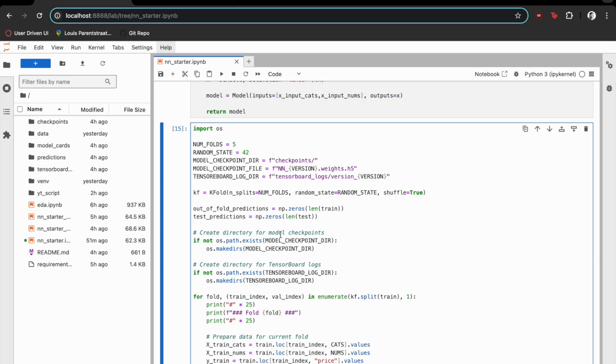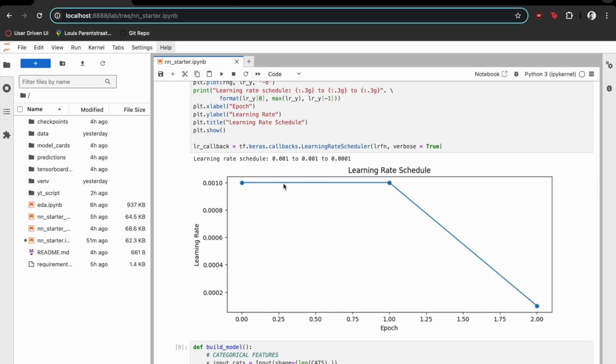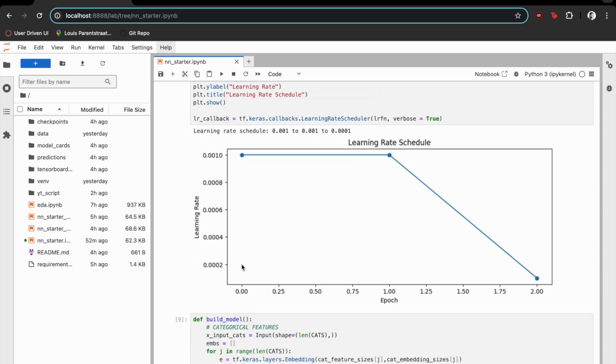For each of these folds, we are training the model for 3 epochs. That means 3 times trained on the entire dataset. The learning rate that we apply in the first epoch is 10 to the minus 3, and even in the second epoch, we maintain the learning rate at 10 to the minus 3. And for the final epoch, we'll set our learning rate to 10 to the minus 4. This procedure is called learning rate annealing.